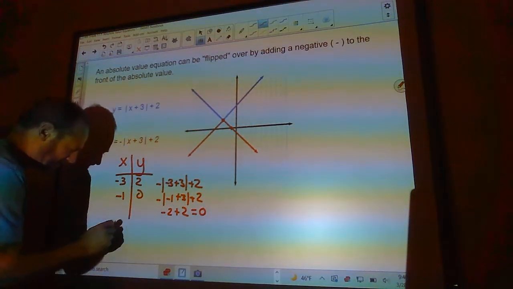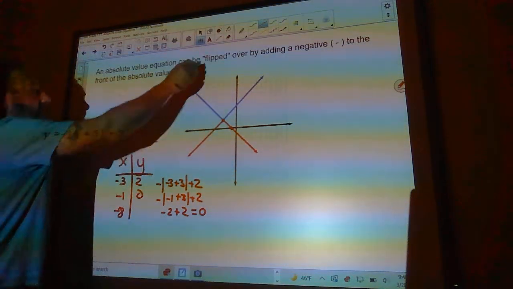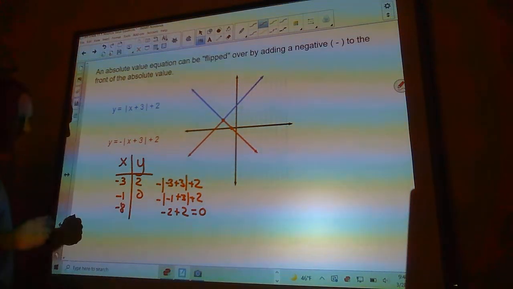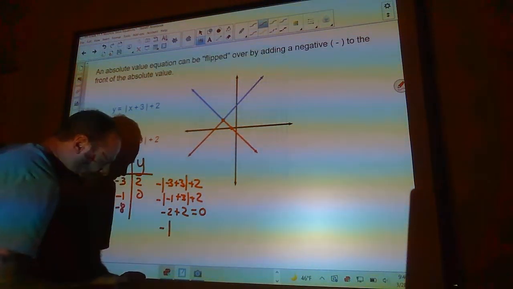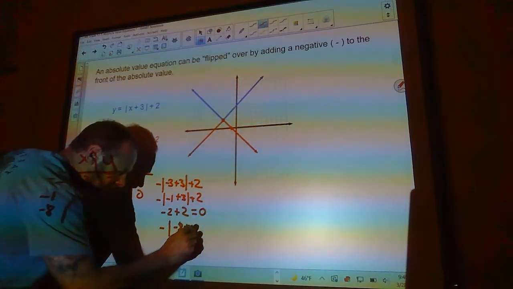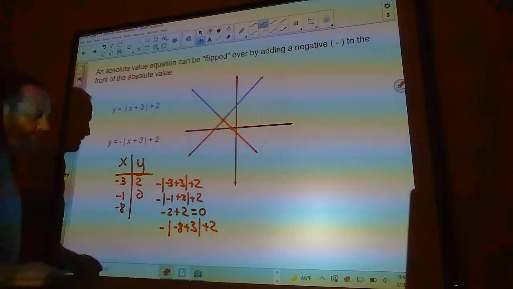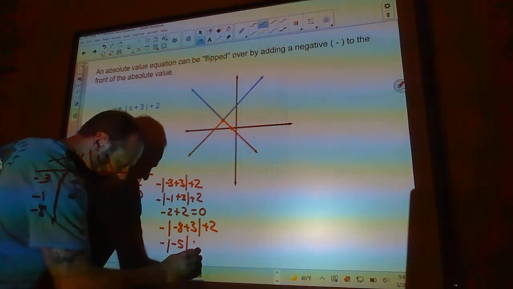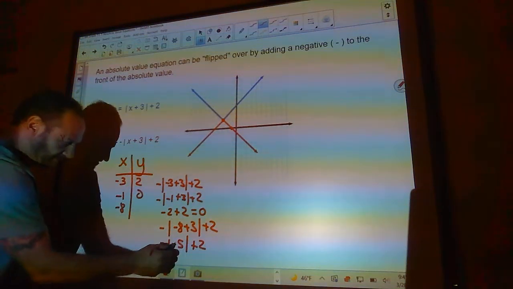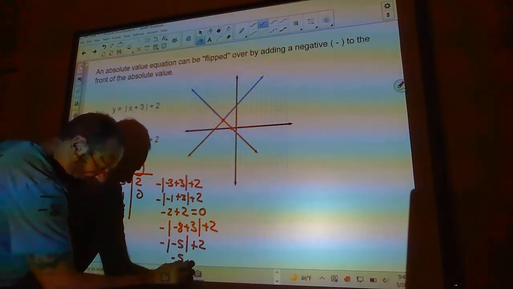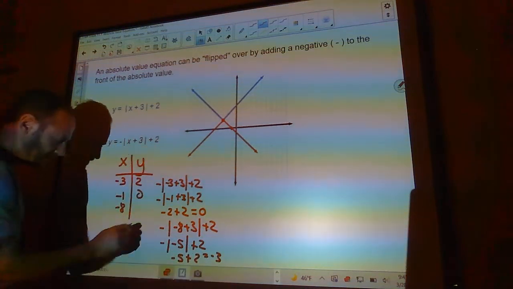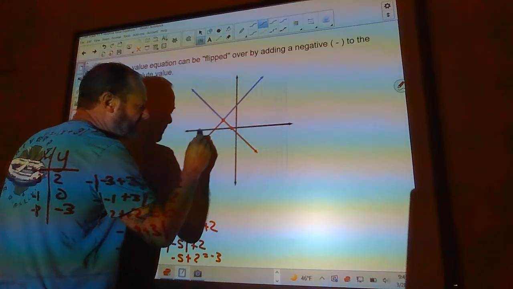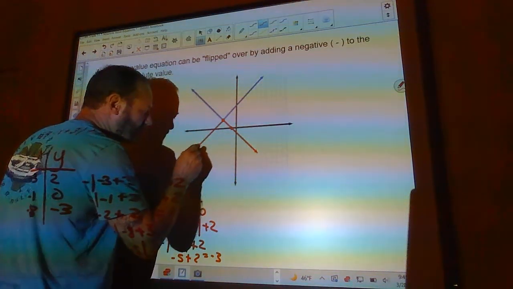What if I plugged in negative 8? That's a terrible negative 8, isn't it? Negative 8. Okay, so I have negative absolute value of negative 8 plus 3, plus 2. This is going to be the absolute value of negative 5, so it's negative absolute value of negative 5 plus 2. Well, this is going to be 5, which makes this negative 5, plus 2 is negative 3. So I'm going to get the point negative 8, negative 3. 1, 2, 3, 4, 5, 6, 7, 8. 1, 2, 3. Sure enough.